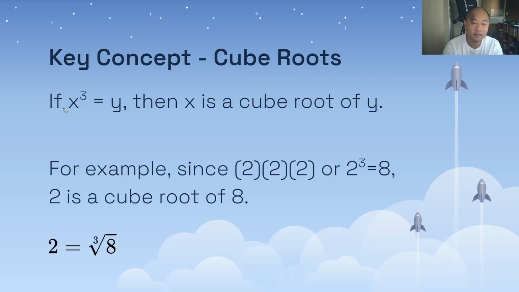Okay. So here is the key concept. If x cubed equals y, then x is a cube root of y. I can just use 8. 8 cubed equals... No, I'm sorry. I'm going to use 2. 2 cubed equals 8. So the cube root of 8 equals 2. Oh, it's right here. For example, since 2 times 2 times 2, or 2 cubed, equals 8. Yeah. Okay. I just did that. That's funny.